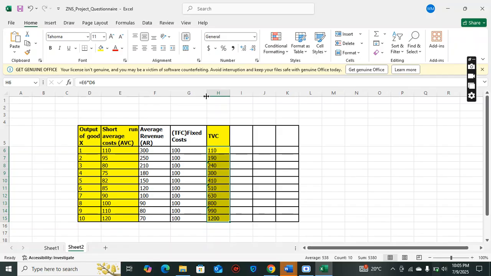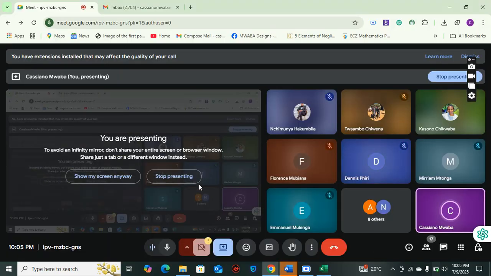Remember, fixed costs, yes, they stay constant despite level of output. That's total fixed costs. Average fixed costs behave differently. Did you know that, colleagues? Total fixed costs is a straight line. They don't change. They're not dependent on output.